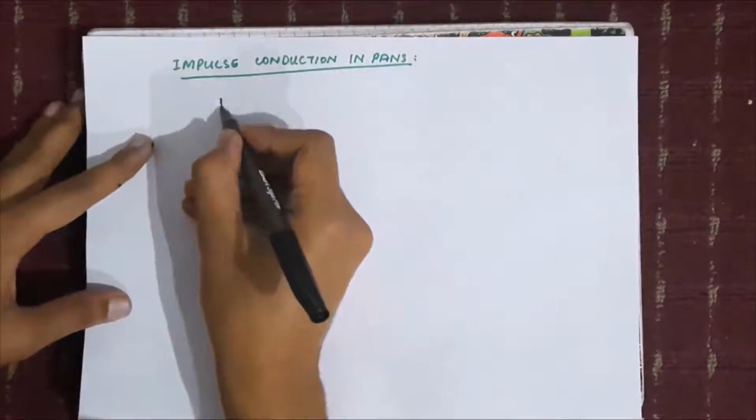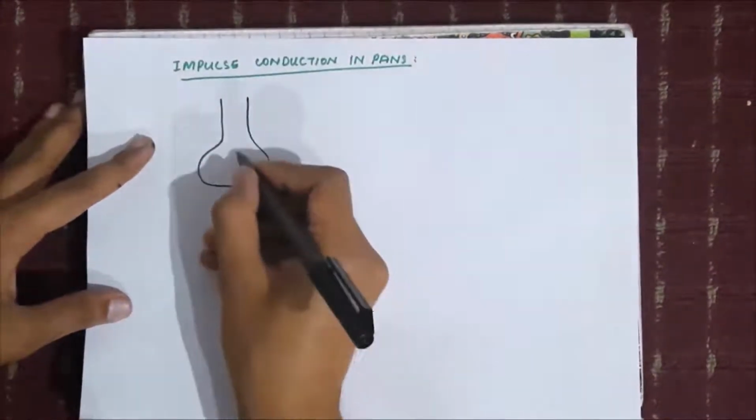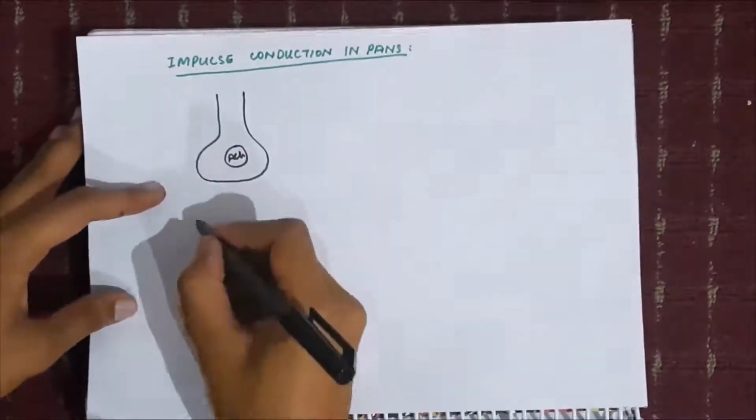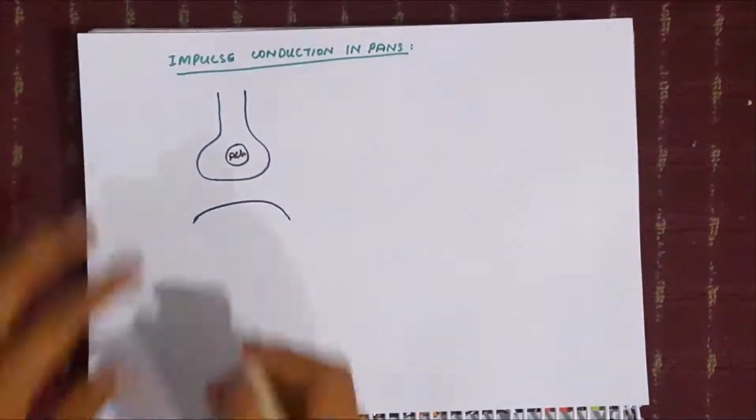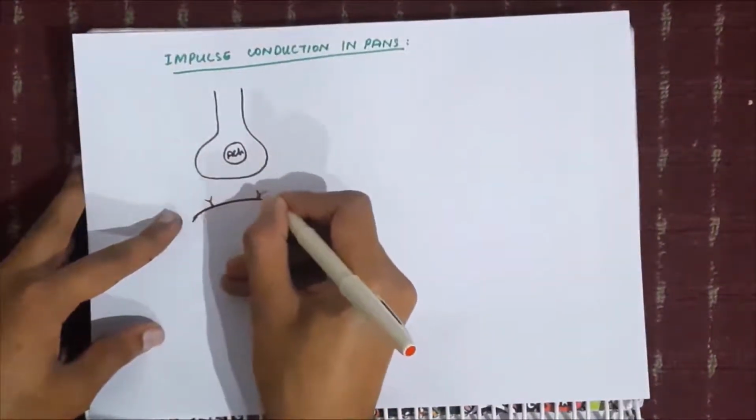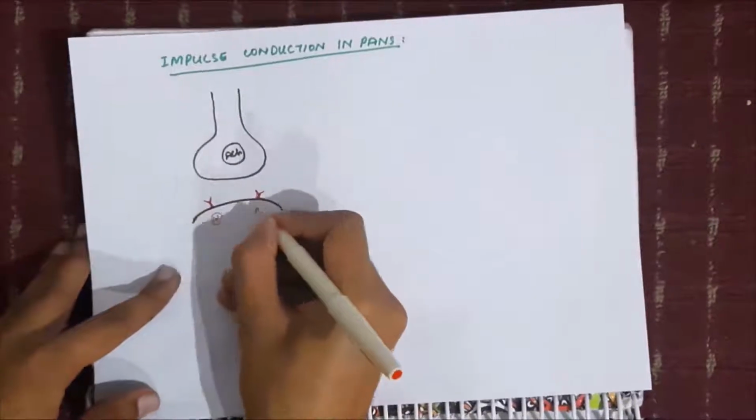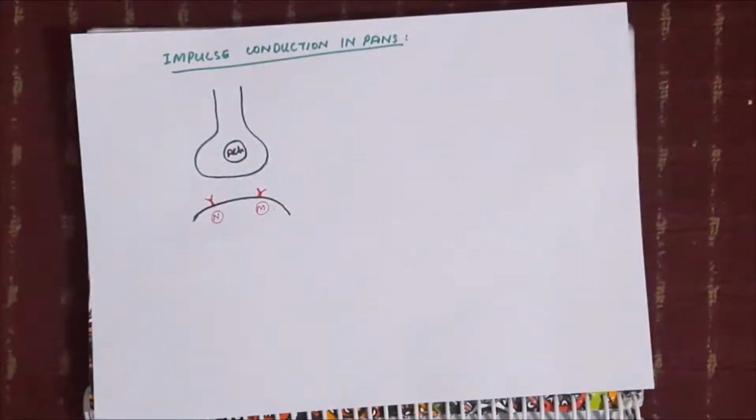Now let us discuss impulse conduction in parasympathetic nervous system. If this is a nerve terminal and this is the neurotransmitter acetylcholine and this is postsynaptic membrane, and these are various receptors, that's nicotinic and muscarinic receptors.